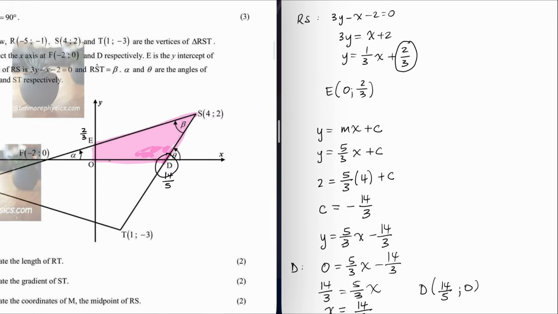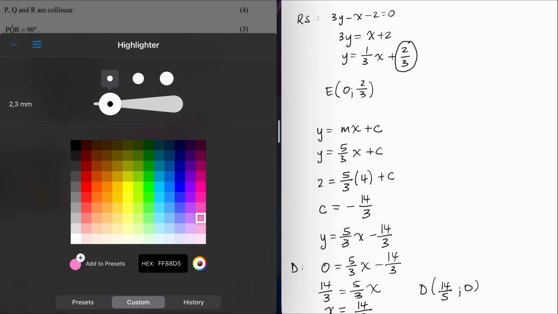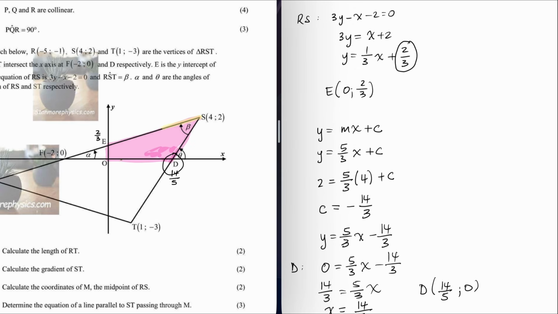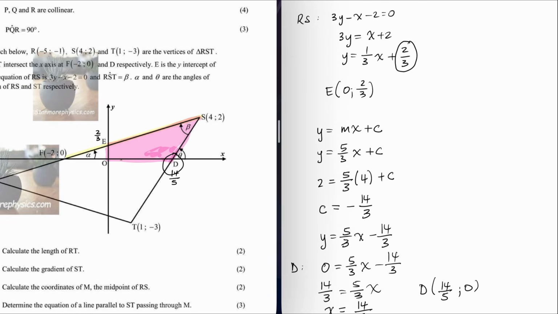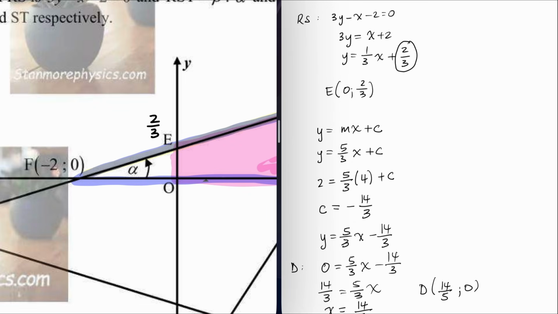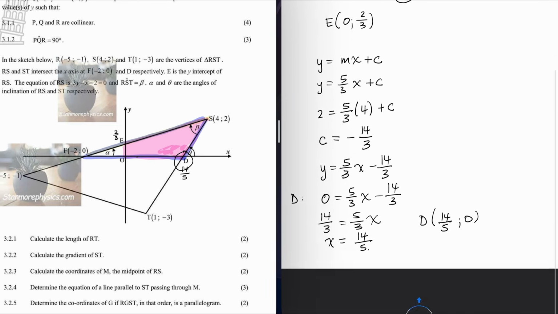And this is going to now help us to work out the area of SEOD, because if I work out the area of this triangle right here, perhaps I should have used a different color. Let's go with this. So if I work out the area of this triangle right here, and I subtract the area of this white triangle, I'm going to get the area of the pink shaded area, which is the area of SEOD. So let's start by calculating the area of this triangle that's highlighted in this purple color.